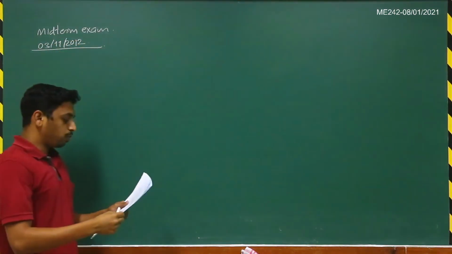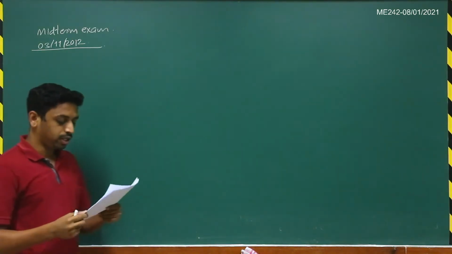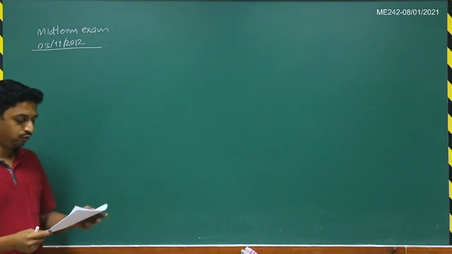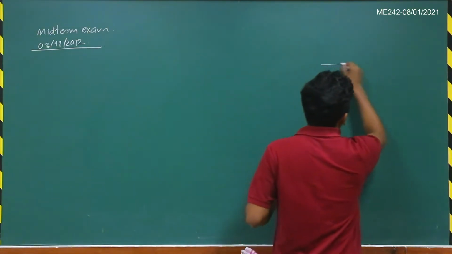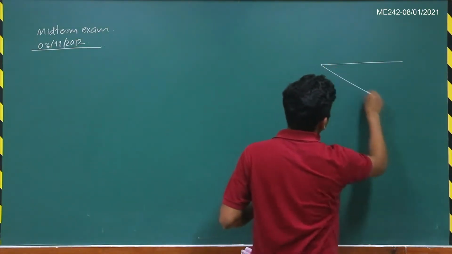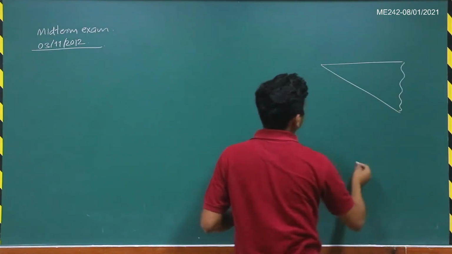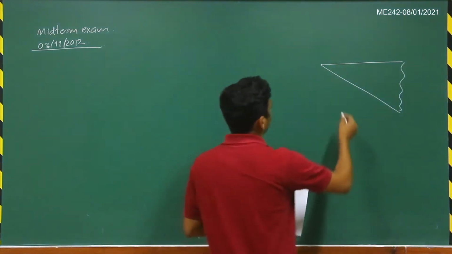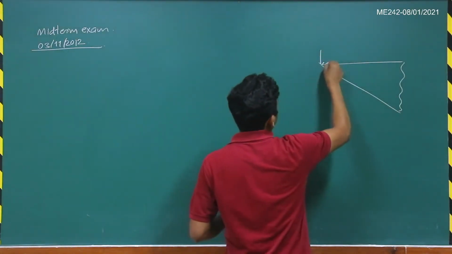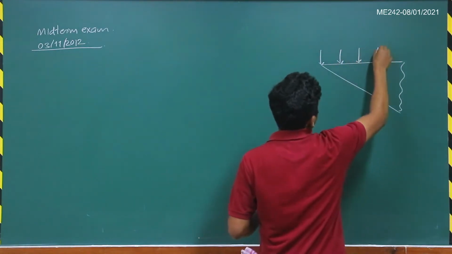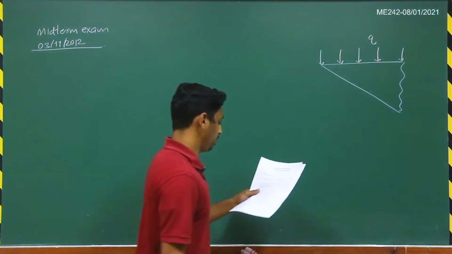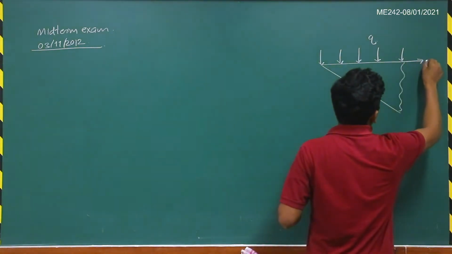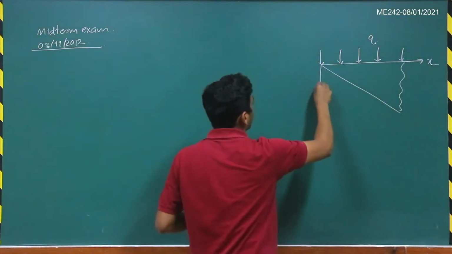Okay, so the problem is we have a semi-infinite wedge which is subjected to uniform pressure load Q on one of its edges. So we have the semi-infinite wedge on which uniform pressure load Q is being applied. The coordinate system is mentioned in the figure shown.